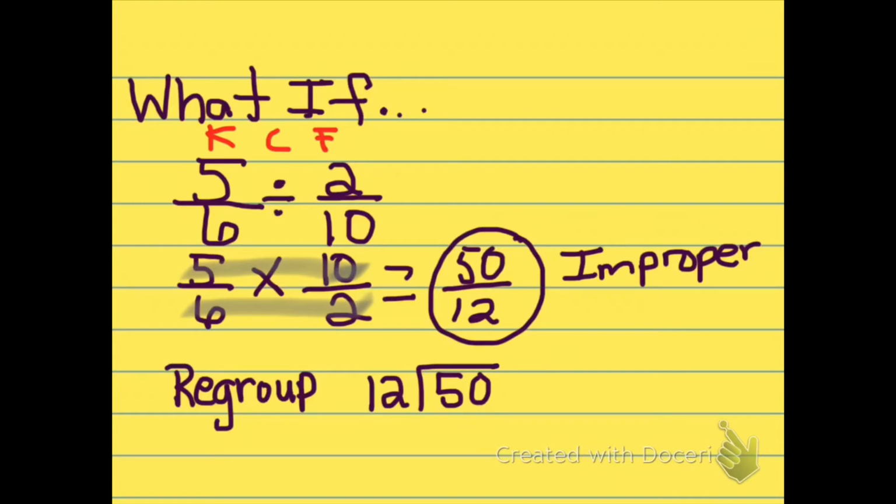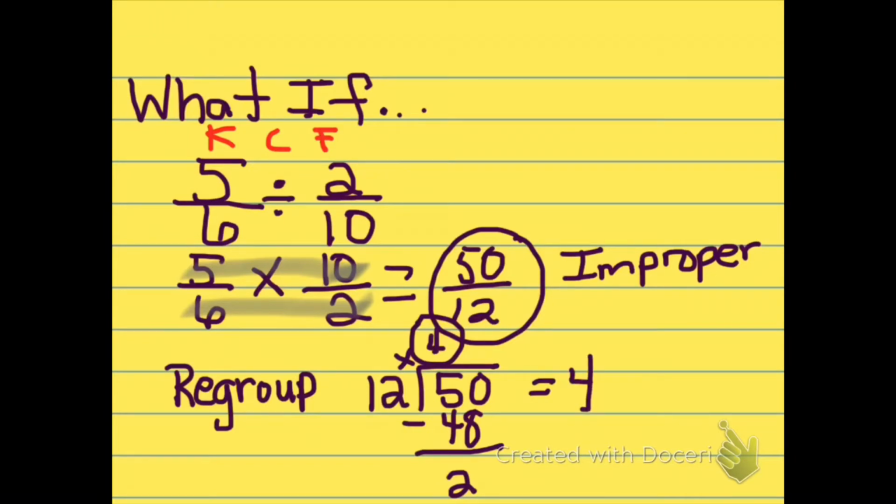12 times what will get you closest to 50 without going over? Well, 12 times 3 is 36. 12 times 4 is 48. So we'll put a 4 up here. We know that 48 is pretty close to 50. Go ahead and subtract that. Okay, you get 2. Remember, folks, what's on top is always our whole number.